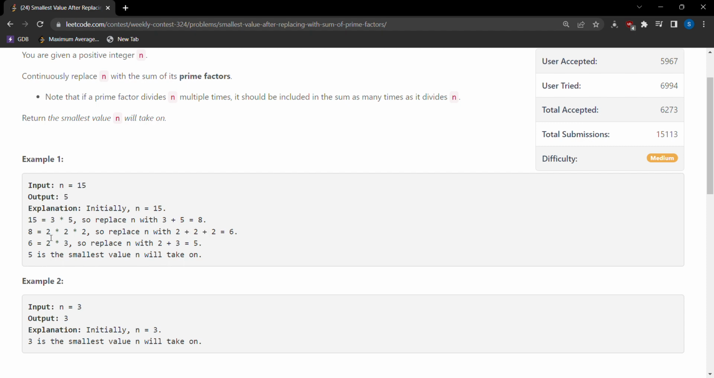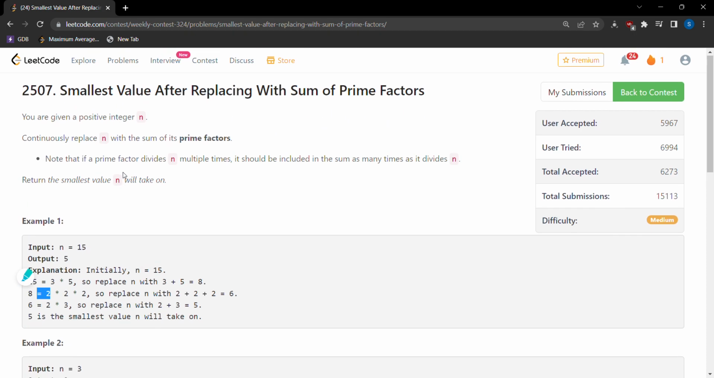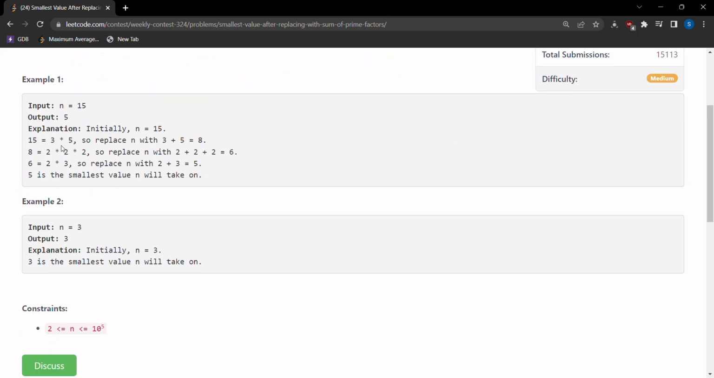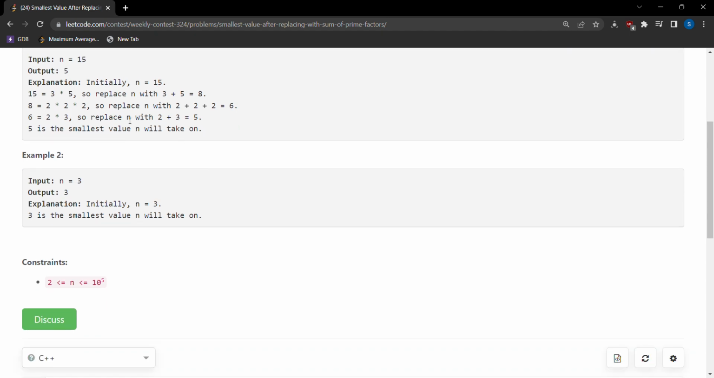Now 8 has 3 prime factors: 2 into 2 into 2. Now some would say that they are the same, there is only one prime factor 2. But in the question it is written that if a particular prime factor divides n multiple times, it should be included in the sum as many times as it divides n. Hence, as 2 divides it 3 times, we replace n with 2 plus 2 plus 2, that is 6. Then the prime factors of 6 are 2 and 3, so replace n with 2 plus 3 equals 5.